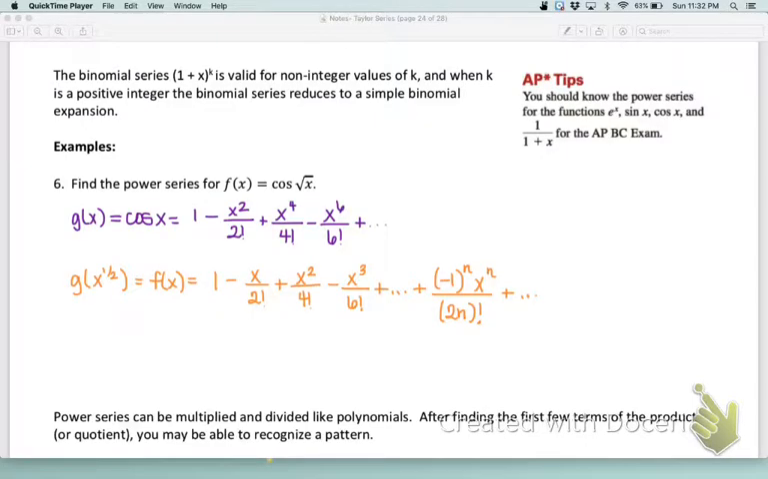This is what you should get. Now, I went ahead and found the general term there because if you want to find the radius of convergence or the interval of convergence, you do have to have that general term. So I went ahead and found it, even though they didn't ask us to do that. But that is how you can use known power series to use some function composition and come up with a new power series. So that is another strategy that you can use.